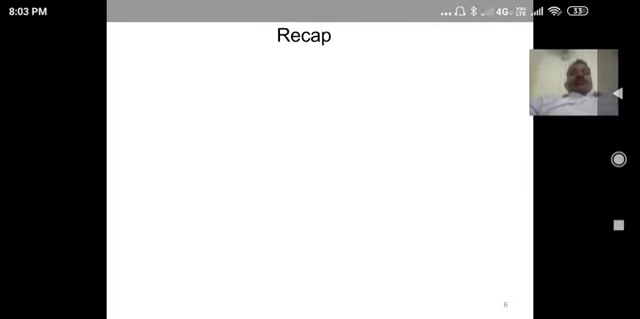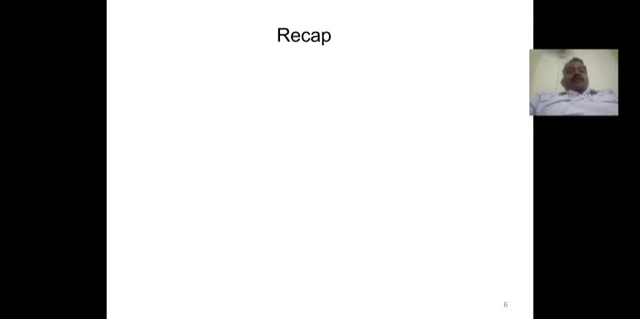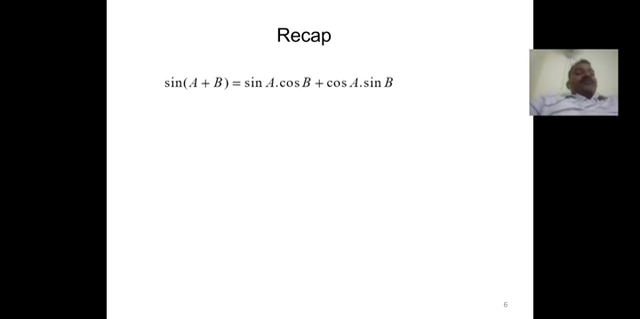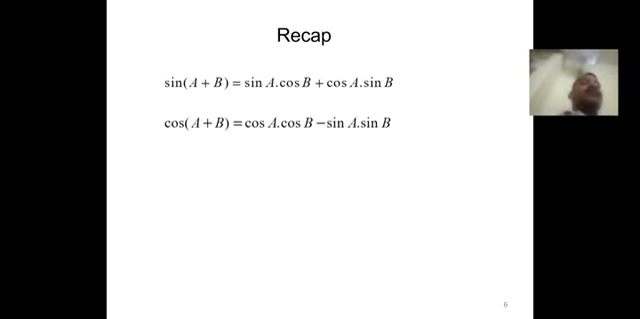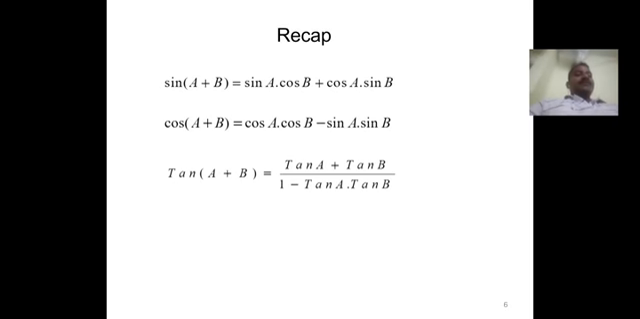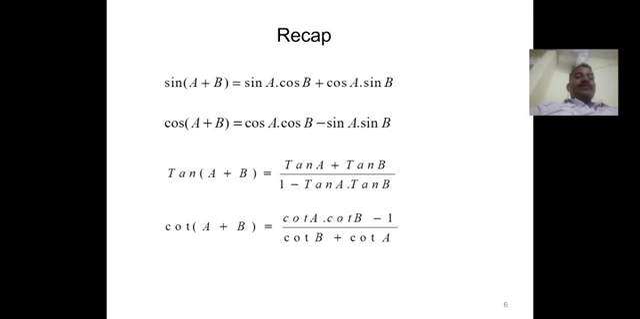Now let us recall the compound angle formulas. What is the formula for sine of A plus B? Sine A cos B plus cos A sine B. Second one is cos of A plus B: cos A cos B minus sine A sine B. Tan of A plus B: tan A plus tan B by 1 minus tan A tan B. Cot of A plus B: cot A cot B minus 1 by cot B plus cot A.